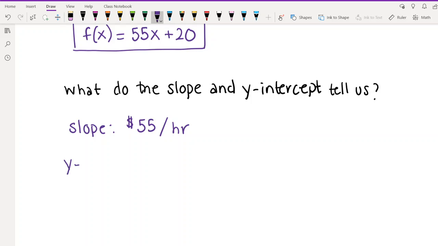And so what does the y-intercept tell us? Well, remember, y-intercept kind of tells you the initial cost or the initial amount. And so that means that no matter how many hours of cleaning you're purchasing, you're always going to pay this $20. So the $20, you can think of as an initial fee, right? Sometimes when you buy something, there's two parts to what you're paying. Part of it is, okay, everyone pays $20. And then the $55 per hour is on top of that initial fee.